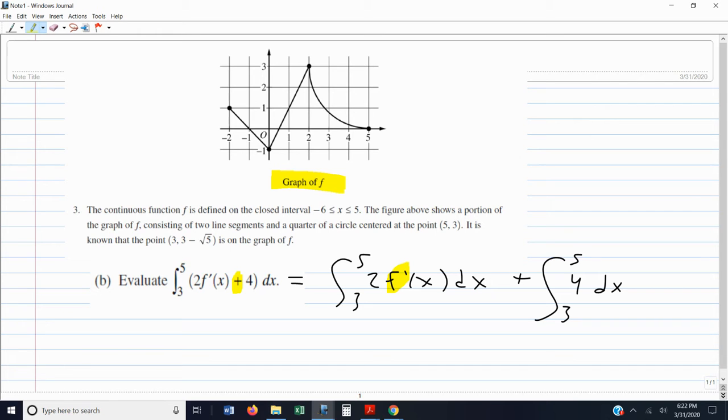So I'm going to start with the fact that we have a constant of 2 and move that out. We know that that is one of our properties, that we can move the 2 to the outside, and then we're going from 3 to 5, f prime of x dx.